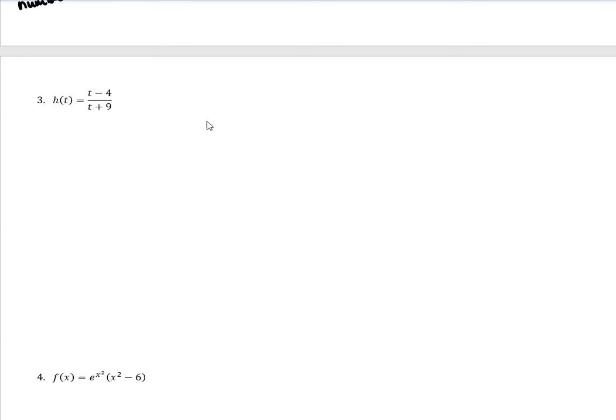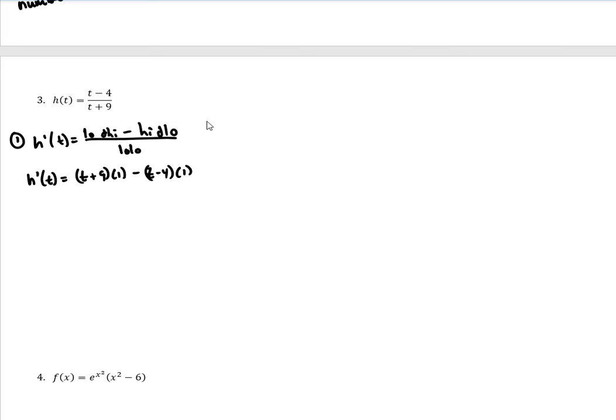All right, so for instance, let's break this down. Step one, let's get the derivative. So h prime of t, well, I see it's a fraction, so I would do my low d high minus my high d low all over my low low. And so we can plug those in. I've got my low is the t plus 9. My derivative of the high would be 1. Minus my high, which is t minus 4. And then the derivative of the low is also 1. All over my low, t plus 9, getting squared.